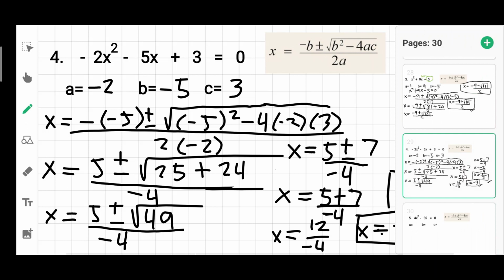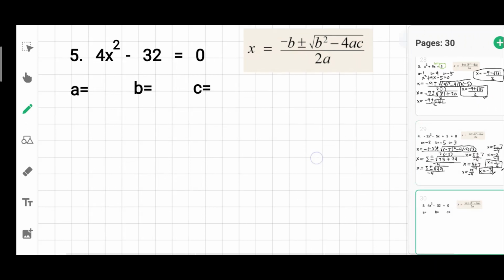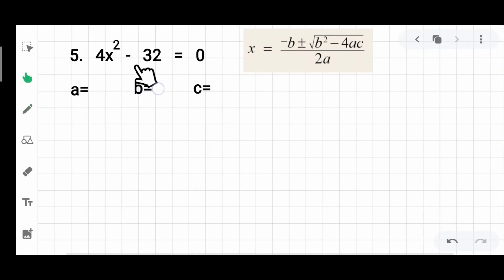For our last example, we have 4x squared minus 32 equals 0. So, naka-standard form na siya, di ba? Pero ang problem dito is wala tayong value ni x. Okay, so, lagyan na natin yung mga value ng a, b, and c natin. Yung value ng a is the numerical coefficient of x squared. So, that is 4.